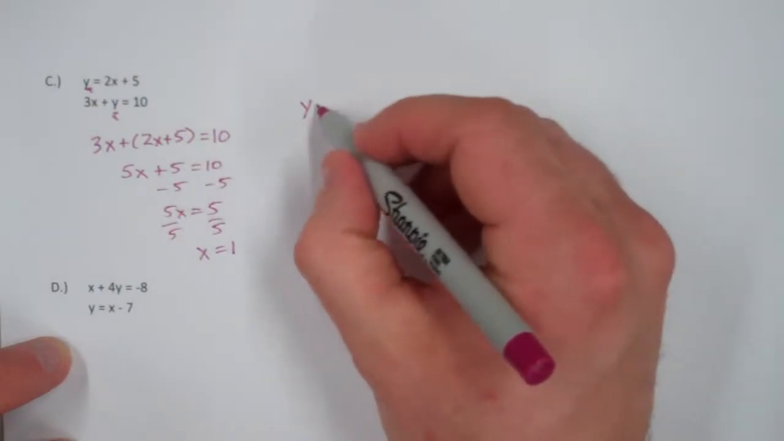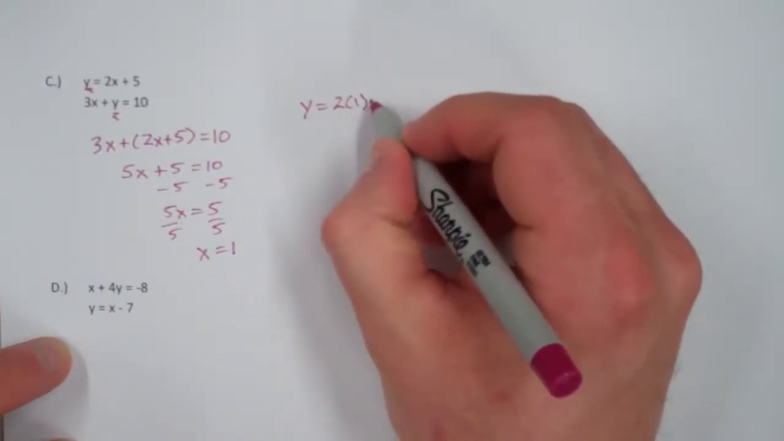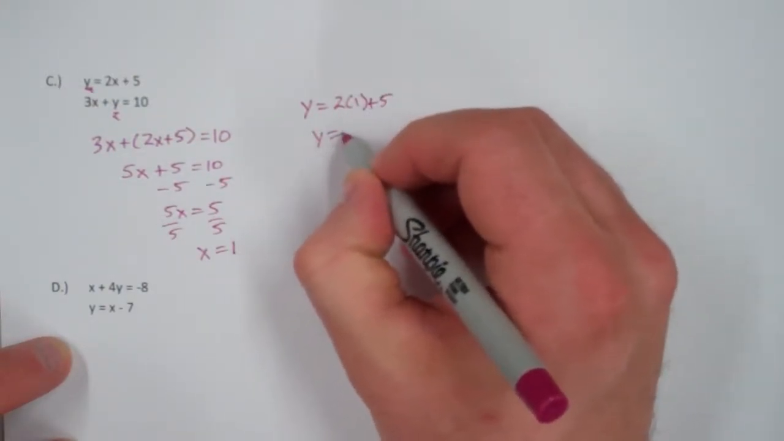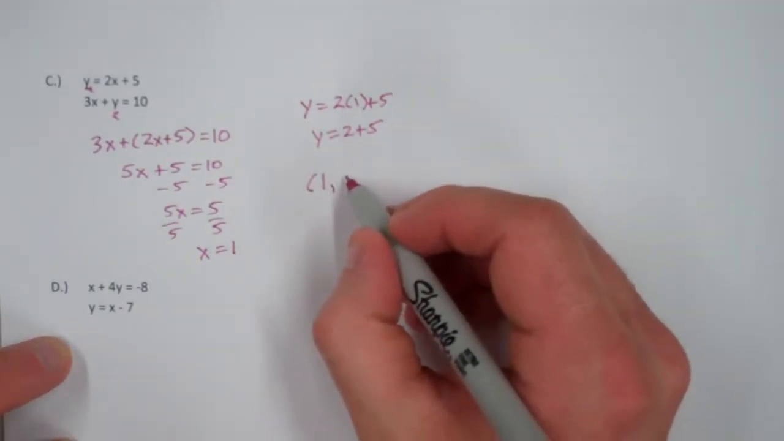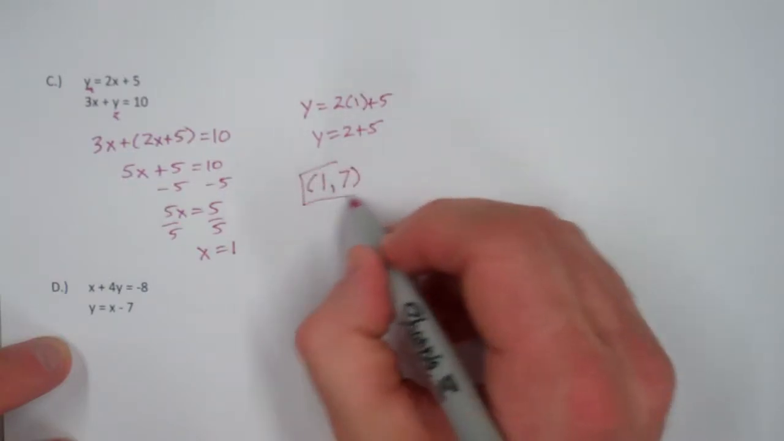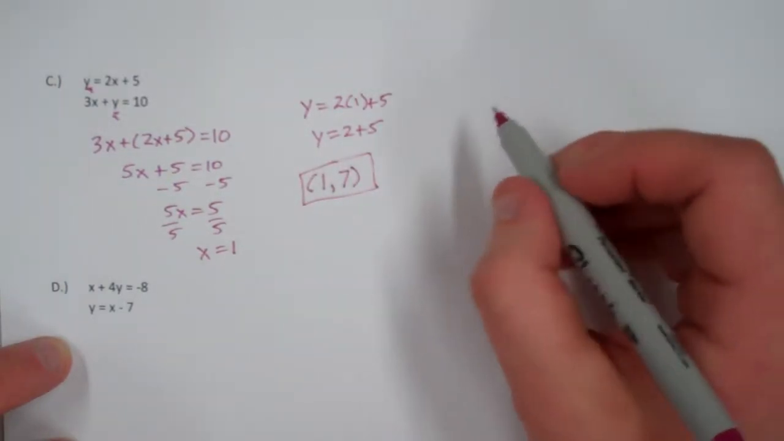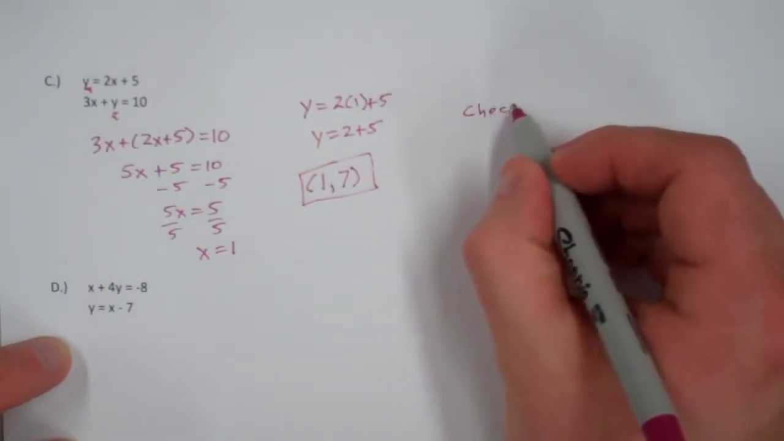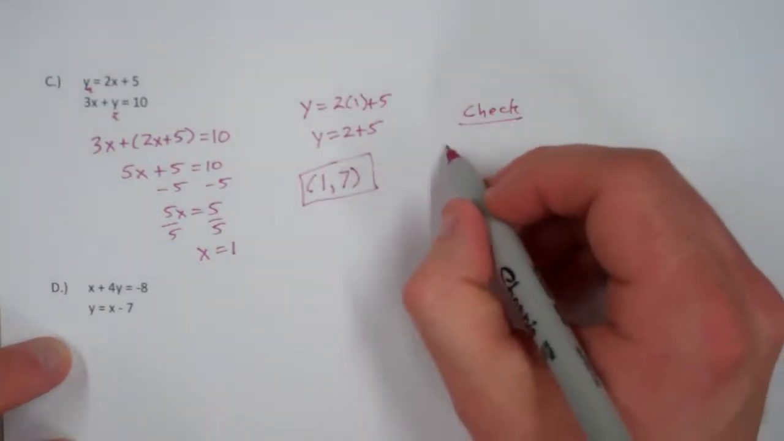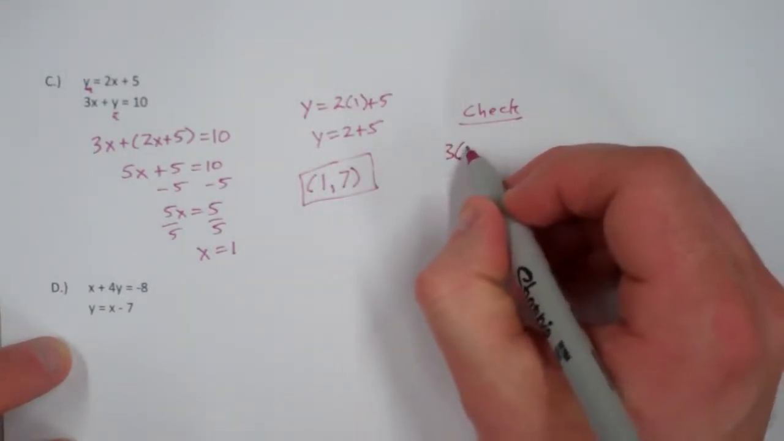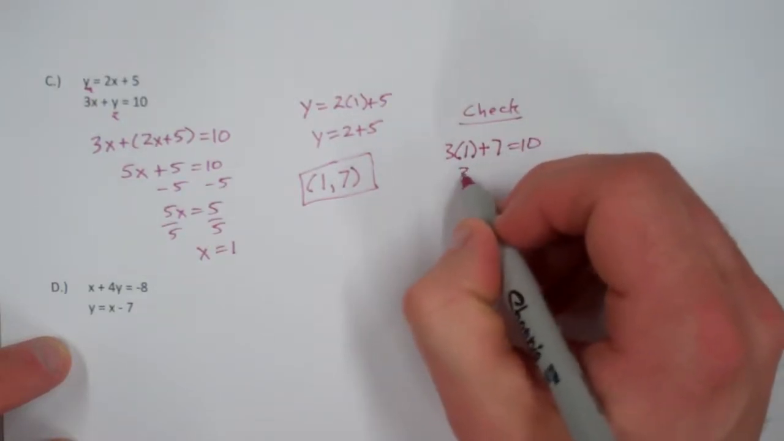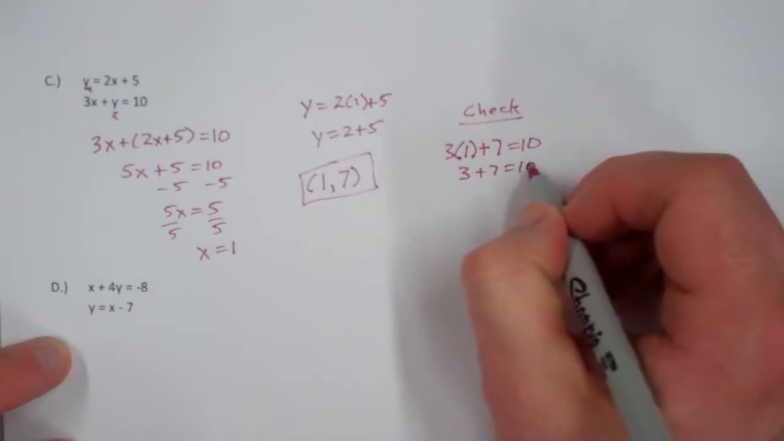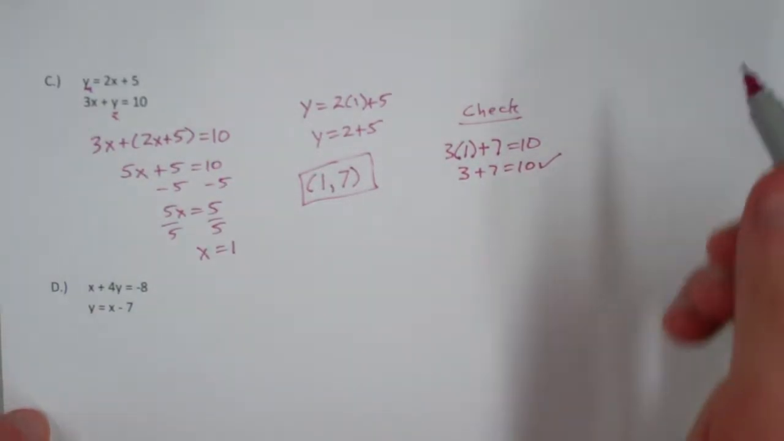If we use the first equation, y is equal to 2 times x plus 5. So that's 2 plus 5, or 7. So the ordered pair that is the solution to this system of equations we think is 1, 7. Let's check it with the other one. So the one we didn't use last was 3x plus y, or 3 times 1 plus 7 is equal to 10. 3 plus 7 is equal to 10 is a true statement, so this one's checked.